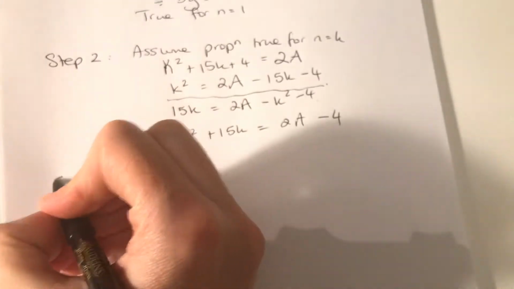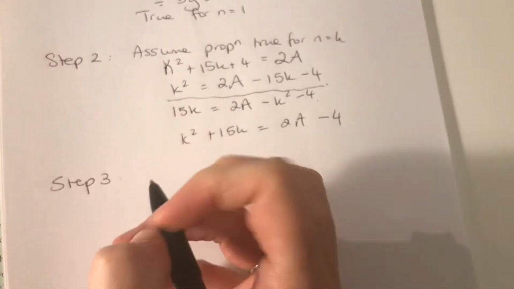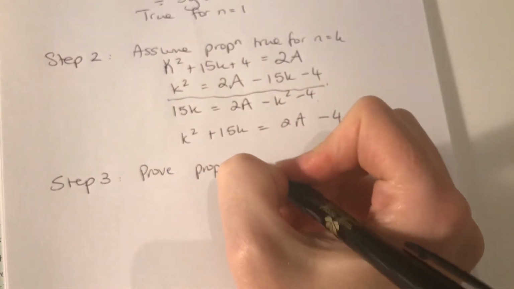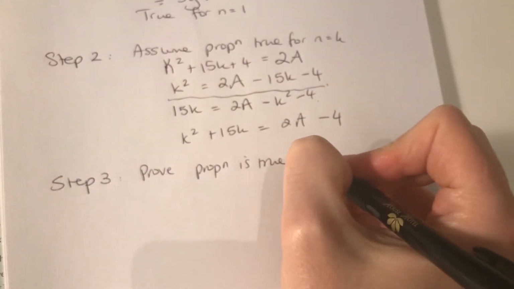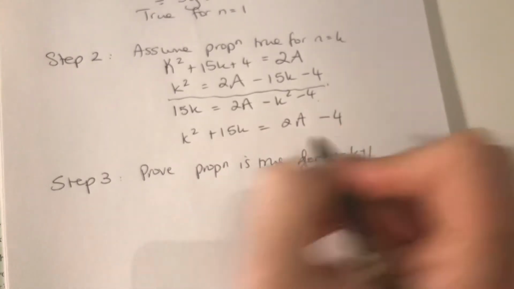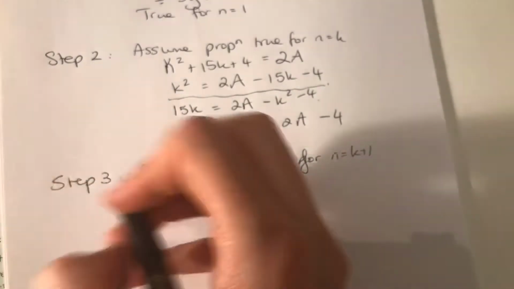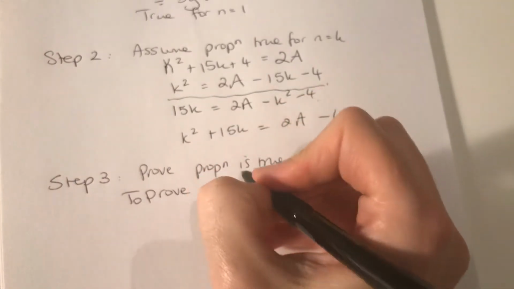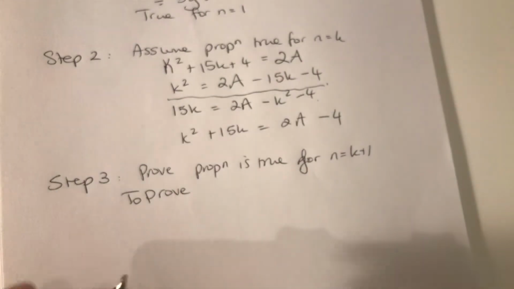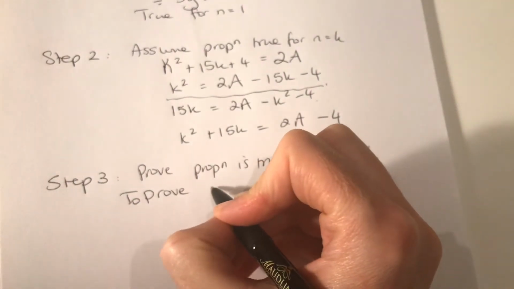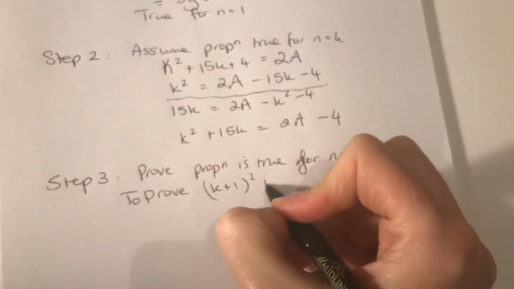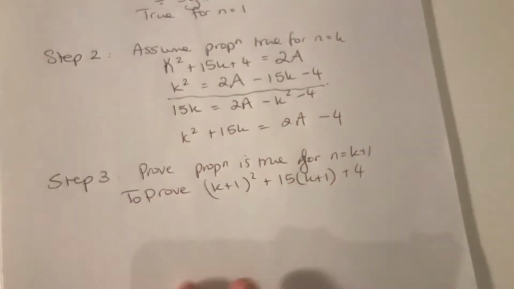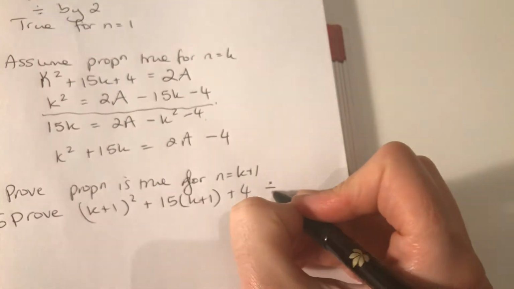Step 3. Prove true for n equal to k plus 1. Okay, so what am I trying to prove? I'm trying to prove that anywhere I had an n, I need to put in a k plus 1. So I'm trying to prove that k plus 1 squared plus 15 times k plus 1 plus 4, I'm trying to prove that is divisible by 2.